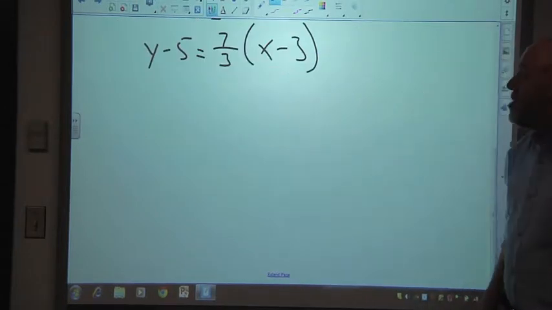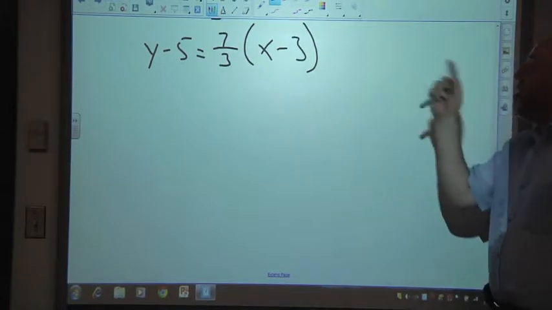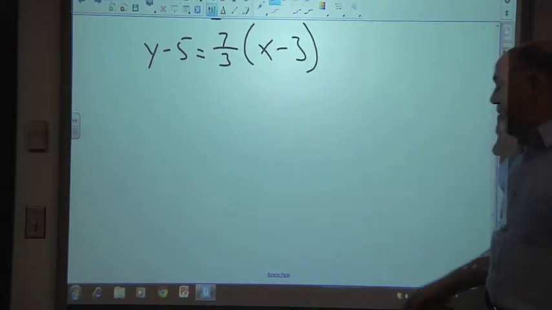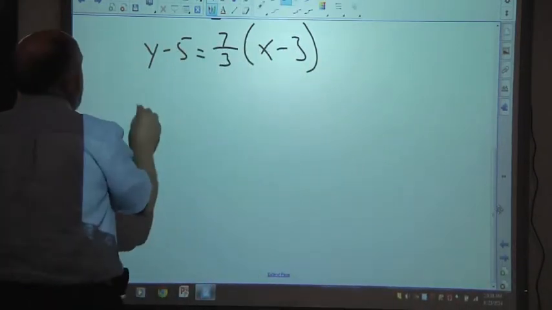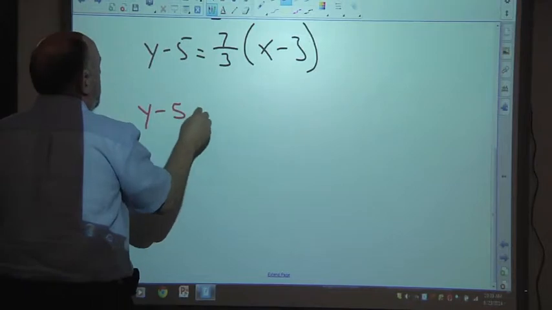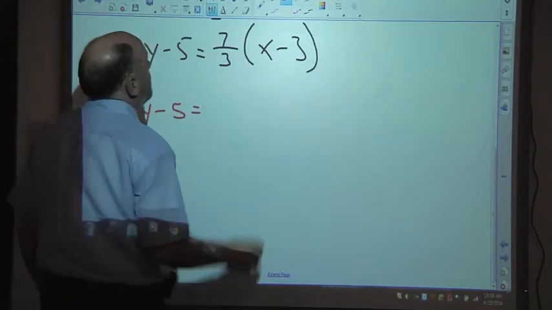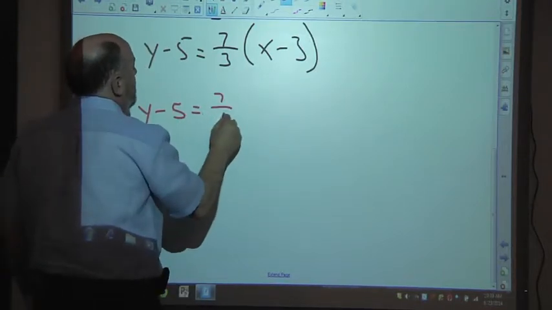But now, what if I want to actually put that into slope-intercept form? Well, I can take that equation and solve it for y. If I do that, I get y minus 5, and then taking care of my distributive property, this will be 7/3 x.